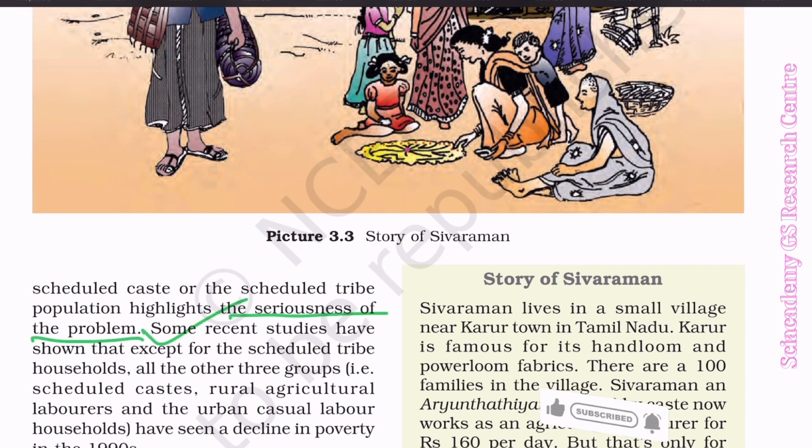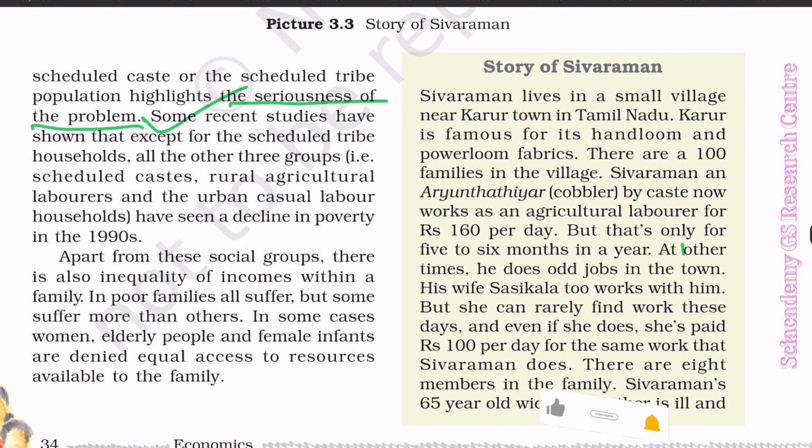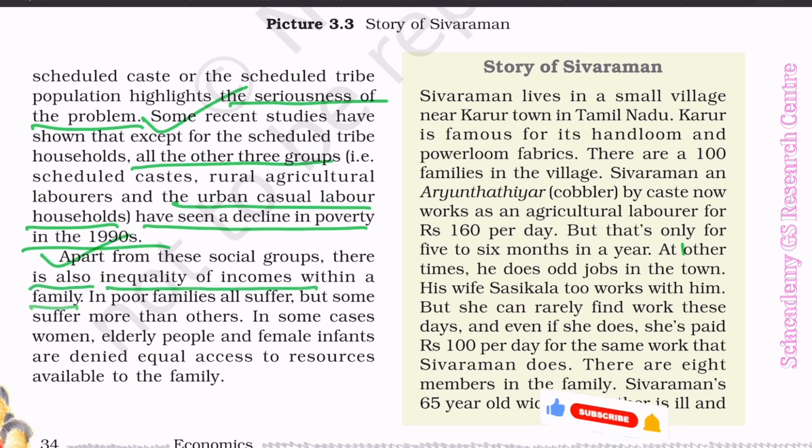Some recent studies have shown that, except for the scheduled tribe households, all the other three groups, that is, scheduled caste, rural agricultural laborers, and the urban casual labor households, have seen a decline in poverty in the 1990s. Apart from these social groups, there is also inequality of incomes within a family. In poor families, all suffer, but some suffer more than others. In some cases, women, elderly people, and female infants are denied equal access to resources available to the family.